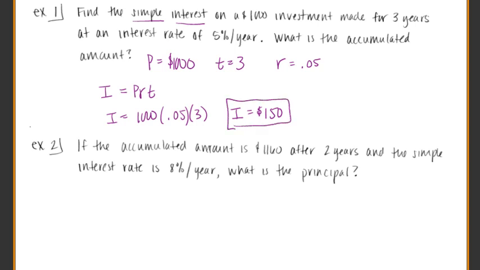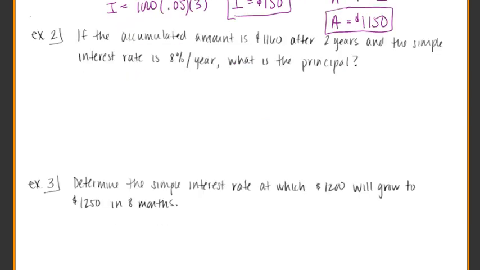Now, the second part asks, what's the accumulated amount? So if you put in a $1,000 investment, after 3 years, how much is coming out? Well, that's what the second part says in that first formula we have up there. The accumulated amount is the amount you initially invested plus the interest. So the accumulated amount was that $1,000 plus your interest, so it's going to be $1,150. And that's it. Okay, let's go on to number 2.